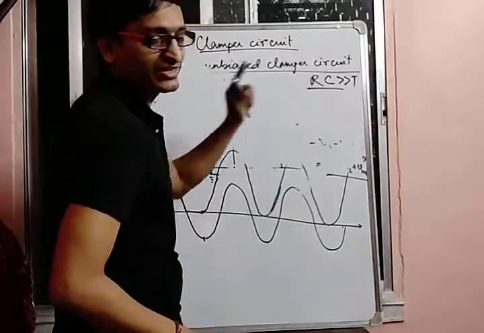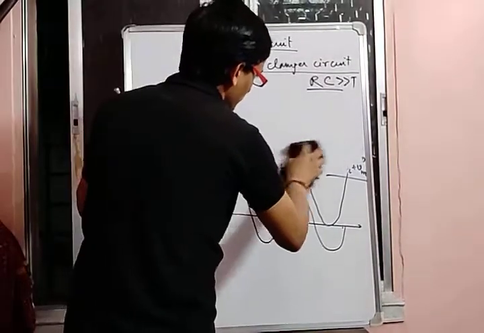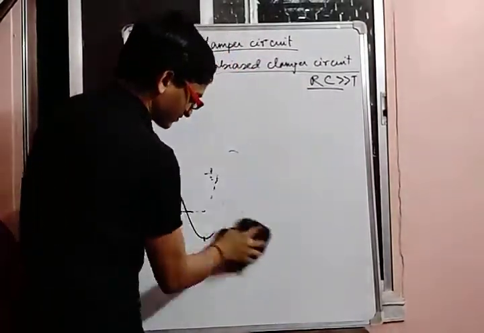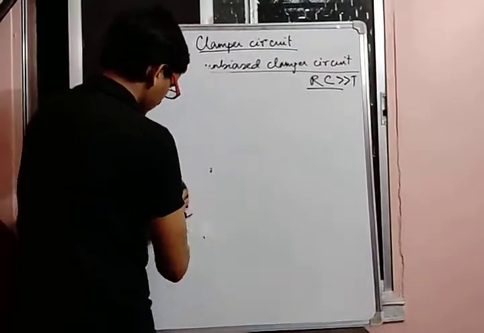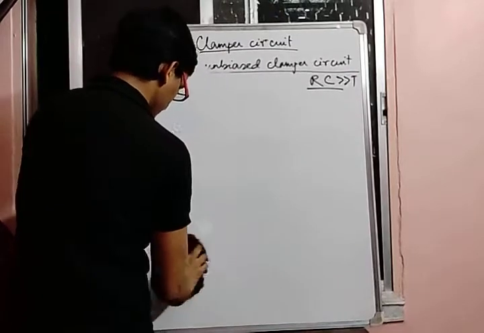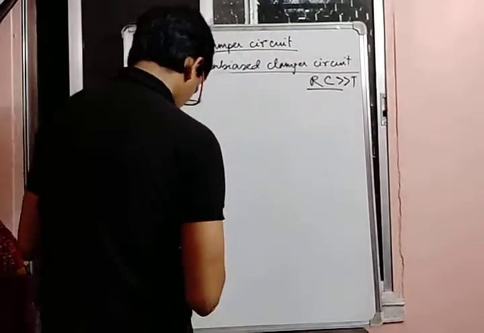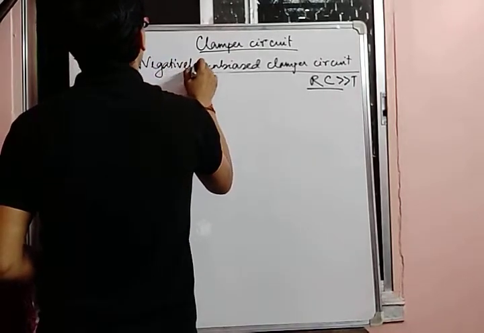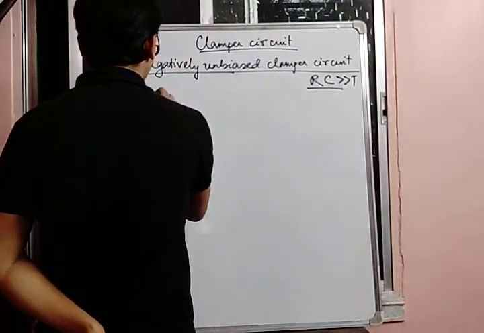This assumption will remain the same in all the cases. Next one is the negatively unbiased clamper circuit. So a negatively unbiased clamper circuit looks somewhat like this.